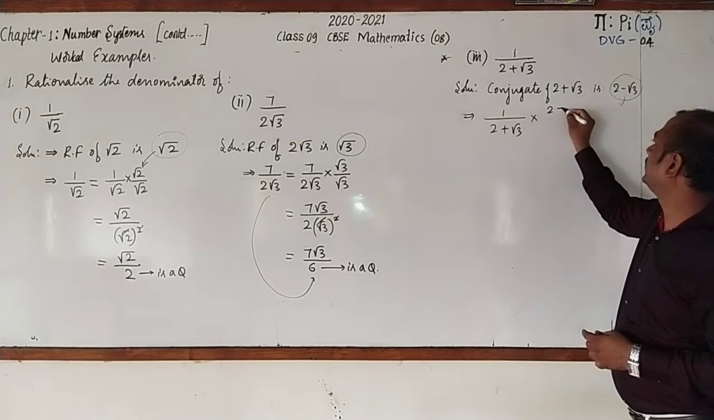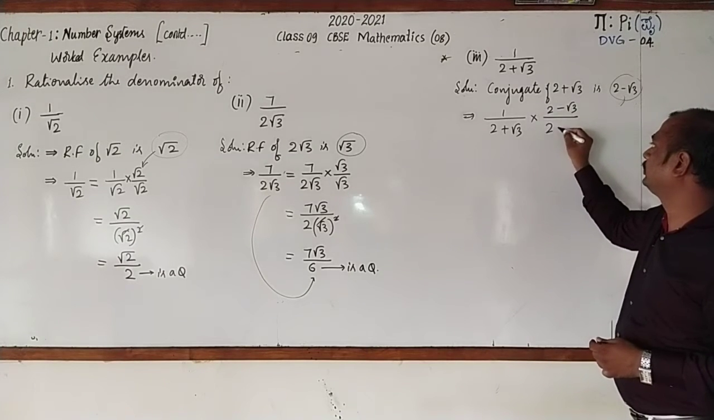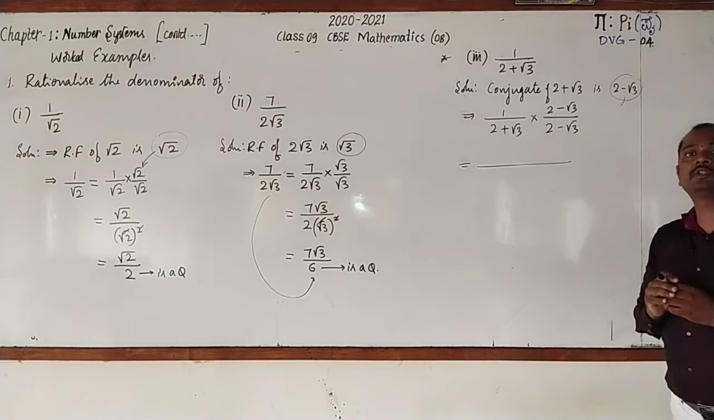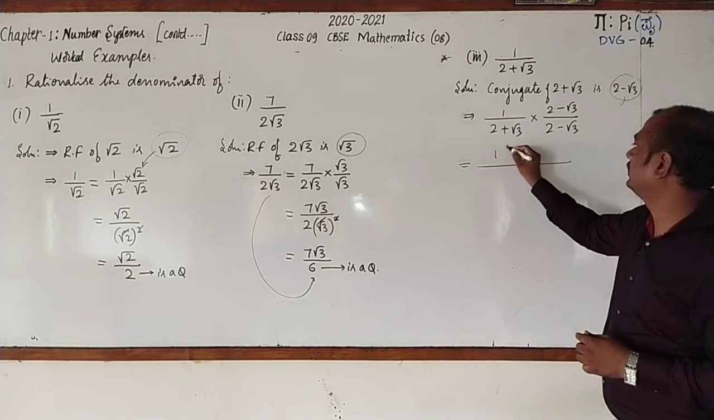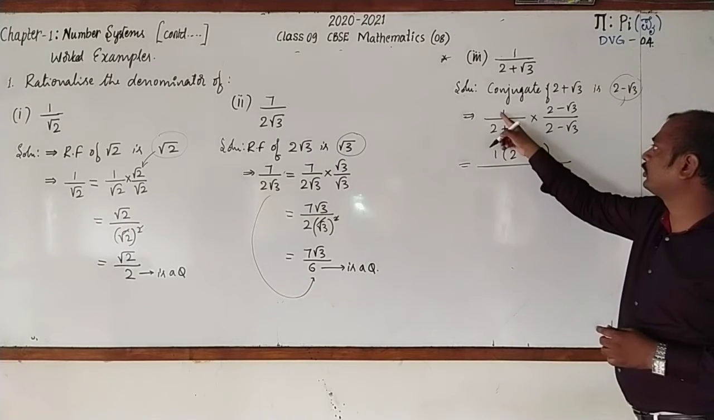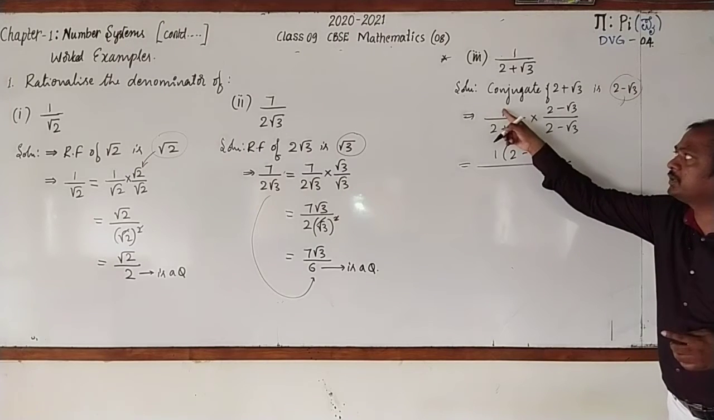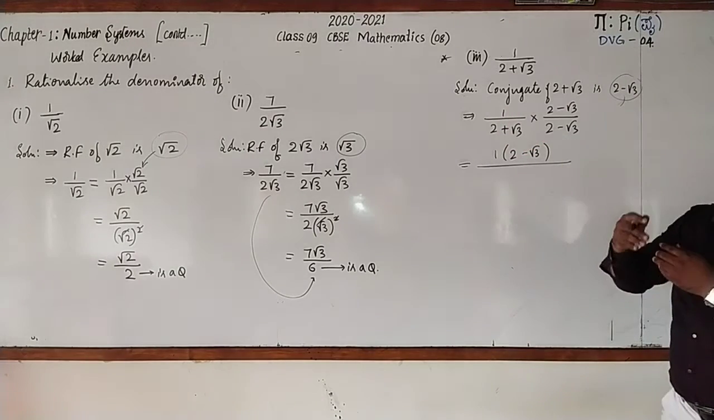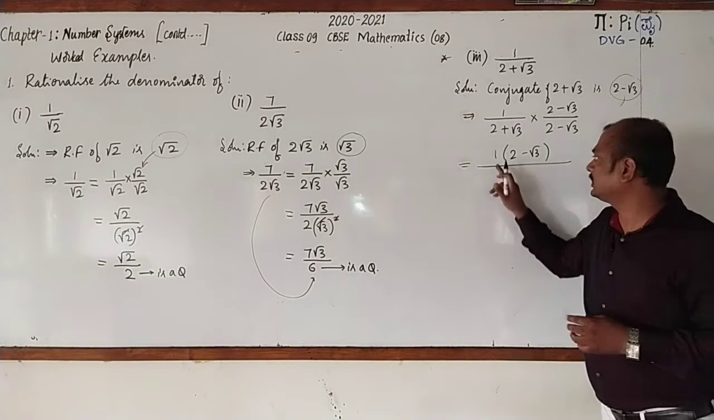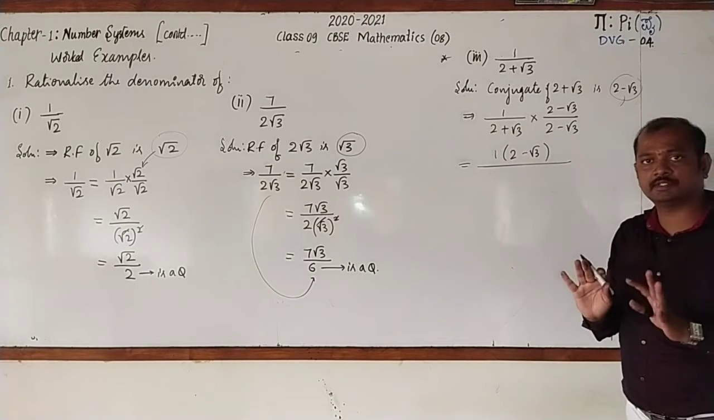Here, (2 minus root 3)/(2 minus root 3), which is equal to, observe the numerator term, 1 into 2 minus root 3. Don't go for multiplying any number here with these two, because after simplification, there is a chance of cancellation. That's why you have to keep that number as it is.